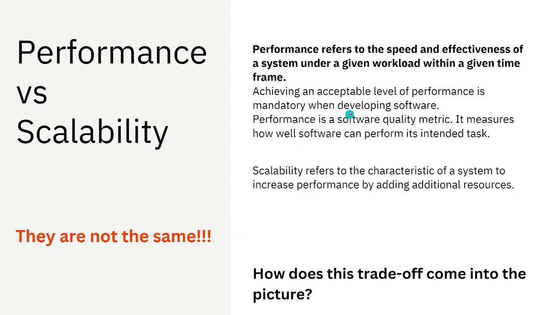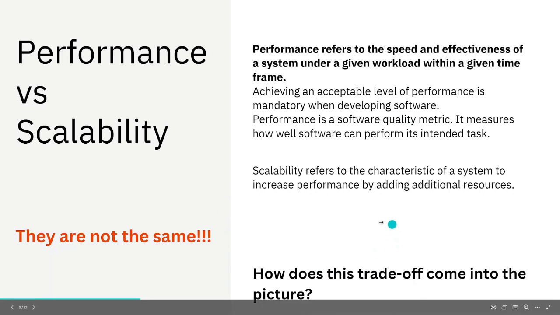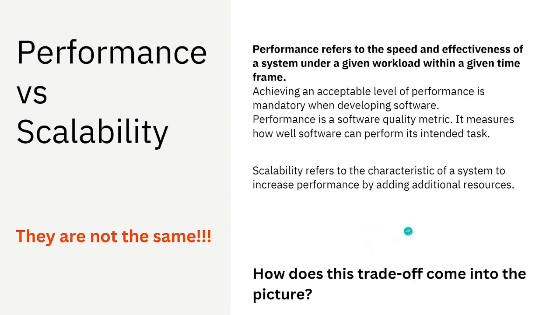They are not the same thing. Performance is a software quality metric to measure the speed at which a task is completed, and scalability says that by adding resources we can increase the performance. So where does this trade-off come into the picture? Before moving further, I hope you now have a clear understanding of these terms, because this clear understanding will help you understand the trade-offs properly. If not, please rewind or watch the scalability video again.